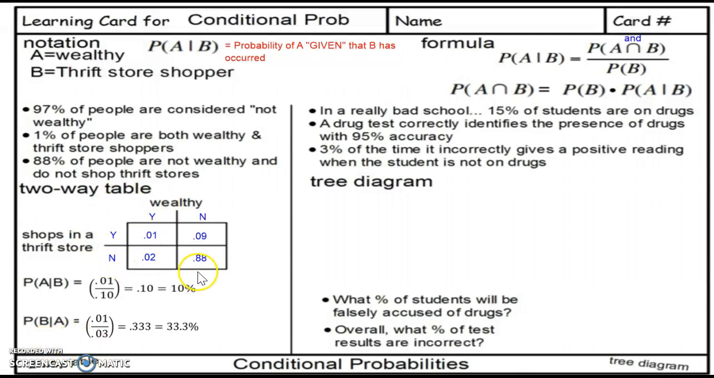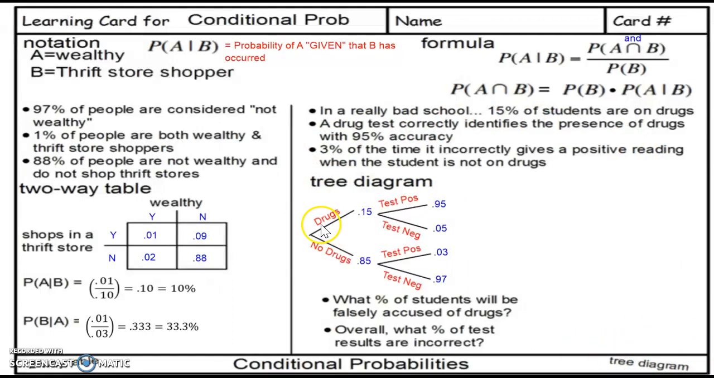So I used a two-way or contingency table here to answer these two conditional probability questions. But what if we don't have a two-way table? Well, using a tree diagram can be very, very useful. So let's take a look at this scenario and use a tree diagram to help us out. All right, well, let's set up the tree diagram first.